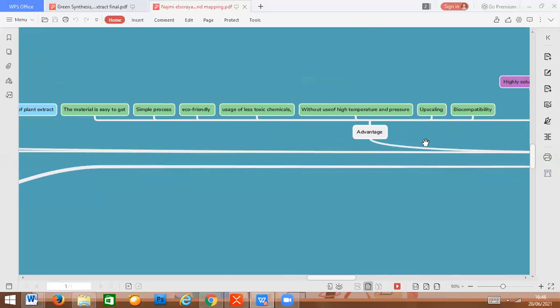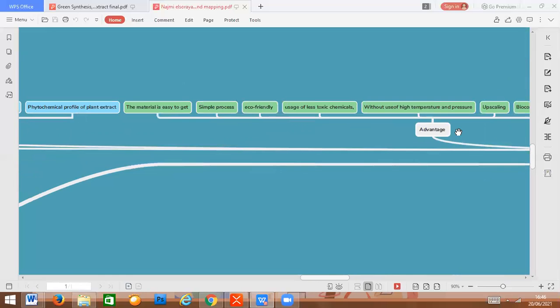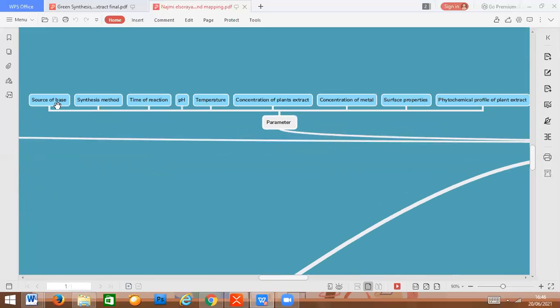Okay, and this is the advantage. Why do the researchers do the green synthesis? The material is easy to get, simple, know the process is good or not.